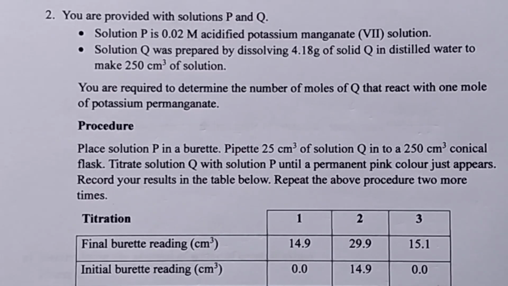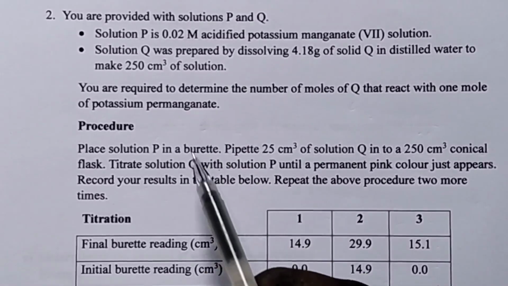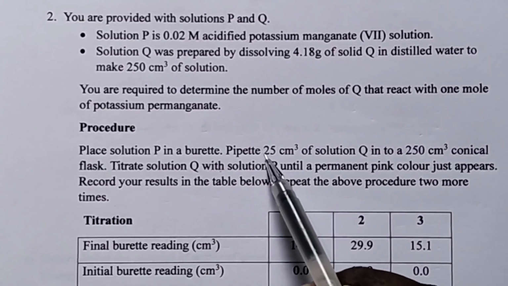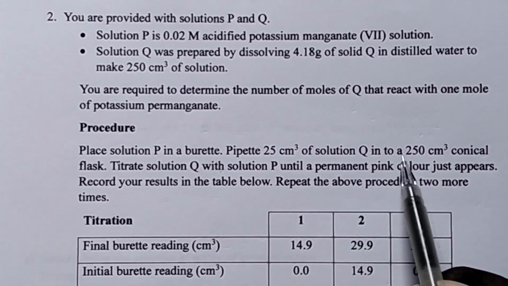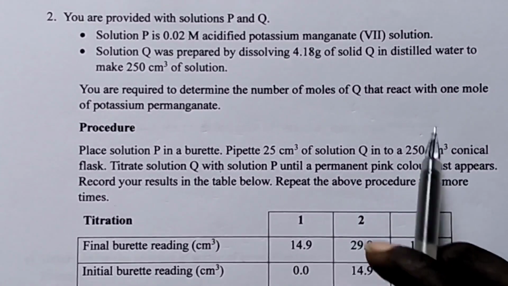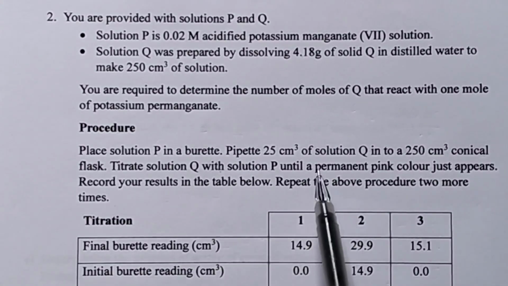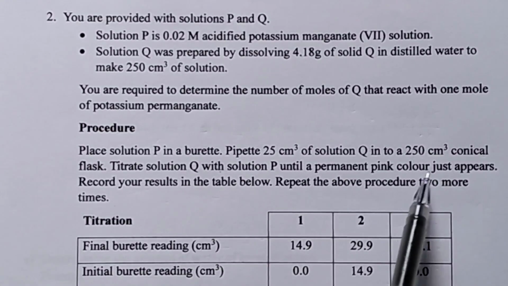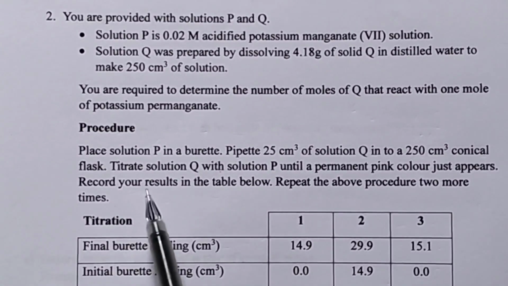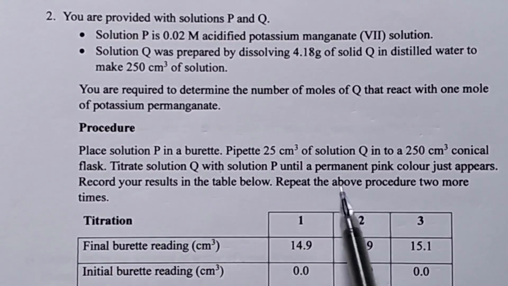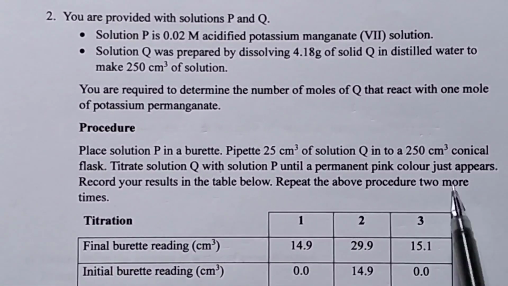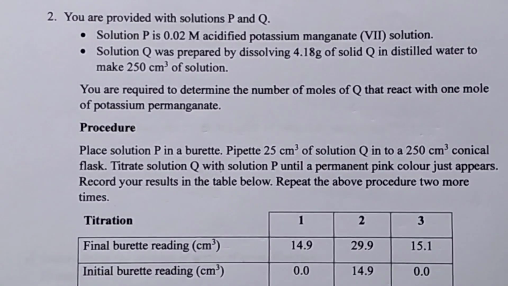Okay, the procedure for this titration: we are to place solution B in a burette, and pipette 25 cm³ of solution Q into a 250 cm³ conical flask. Then we are asked to titrate solution Q with solution B until a permanent pink color just appears. Record your results in the table below. Repeat the above procedure 2 more times and fill the table.